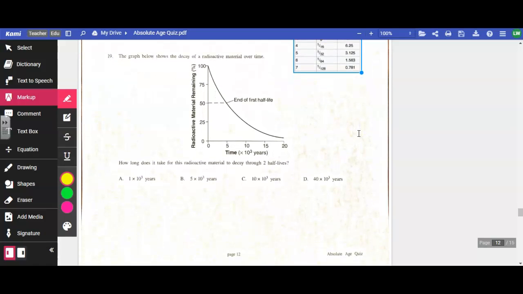Okay, number 19. The graph below shows the decay of a radioactive material over time. So we see that happening here. How long does it take for this radioactive decay to go through 2 half-lives? We see where the first half-life is, right? How about 2 half-lives? What would that look like?